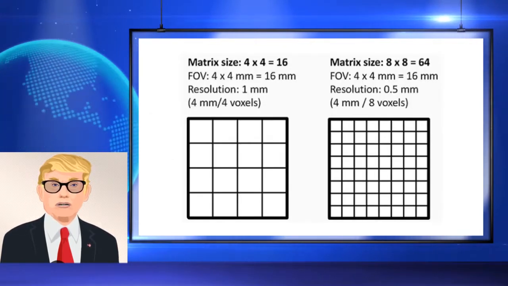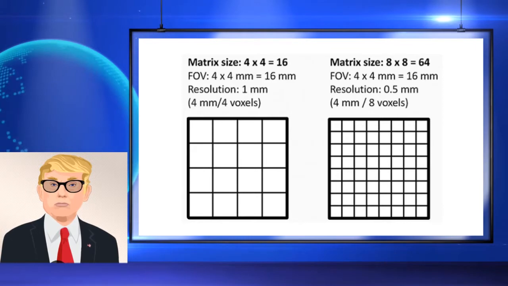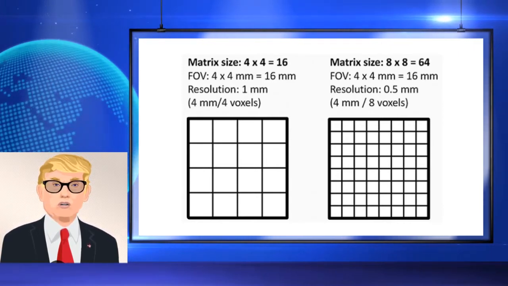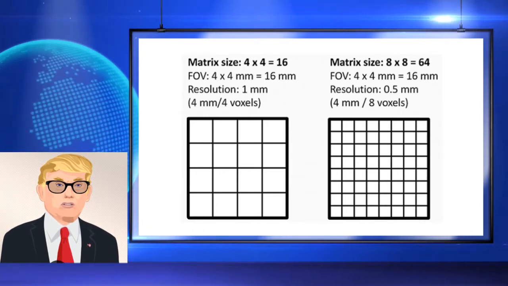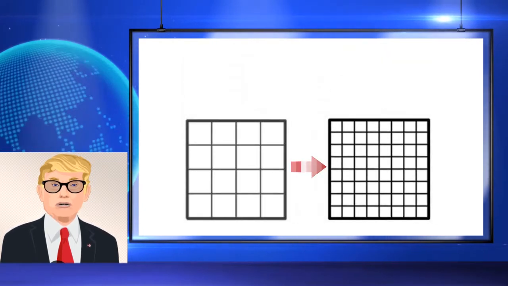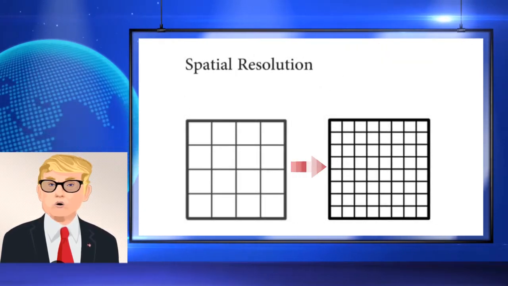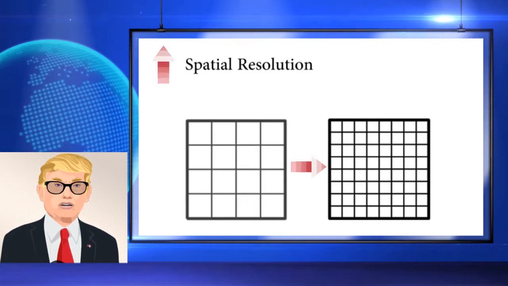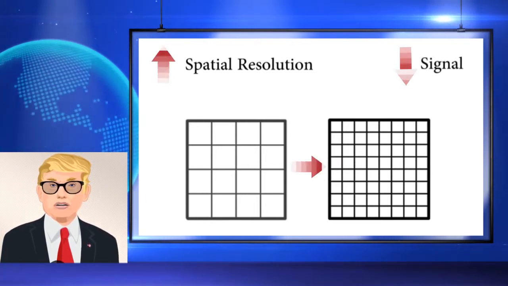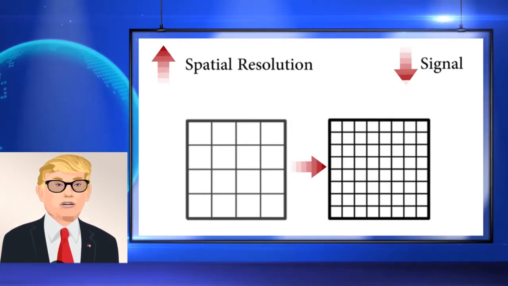About the matrix size. The matrix size is the number of pixels in the image. Increasing the matrix size will increase the number of pixels in the image, but, as they are still within the same field of view, they will be smaller. By increasing the matrix size, we can increase spatial resolution. Smaller pixels or voxels mean better detail, but decrease signal. There are fewer photons per voxel, so the signal is less.